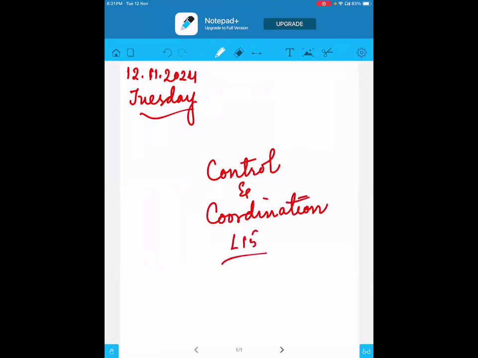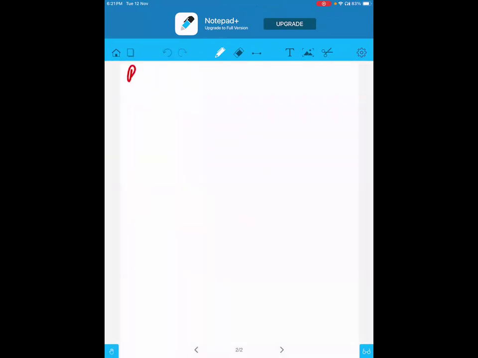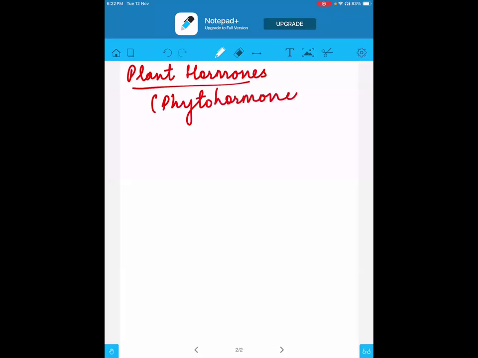We will be starting with the phytohormones, which are also called plant hormones. Keep in mind the other name is phytohormones. Now, in our body, we have the brain to control and coordinate, but plants do not have one. So such control and coordination will be done by whom? It will be done by the plant hormones.